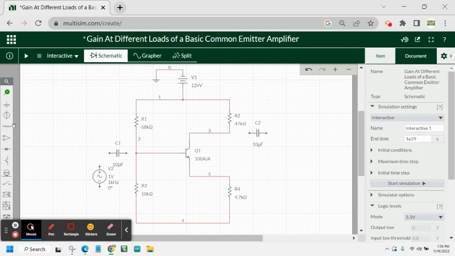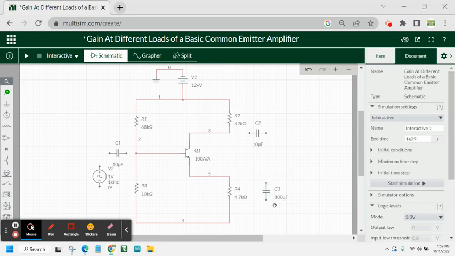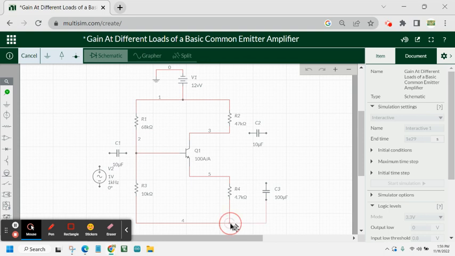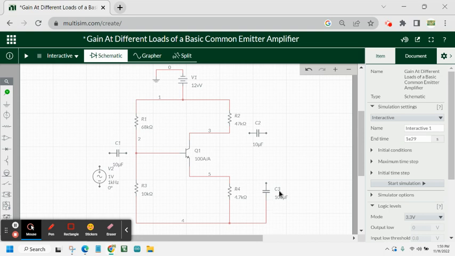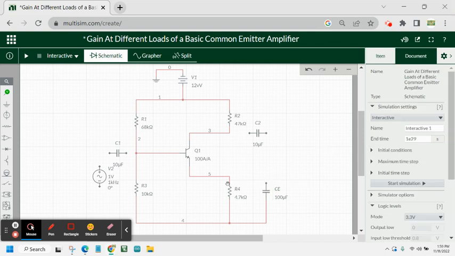And we need another capacitor which will later be connected on the resistor R4, which is connected on the emitter, and this capacitor will be having a value of 100 microfarad. Now we will just make this ready because in this example, I will first measure the gain without using C3, or shall we call it CE, because it's connected to the emitter of the transistor.